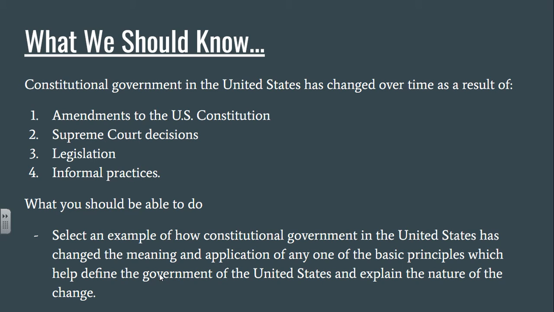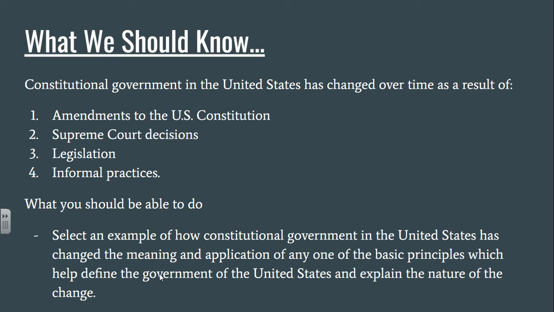What should you be able to do? One of the things when looking at this is to select an example of how constitutional government in the United States has changed the meaning and application of any of the basic principles which help define the government, and then explain the nature of that change. So what we're saying here is think of how an amendment or a Supreme Court decision would change the meaning or application of any of the basic principles.